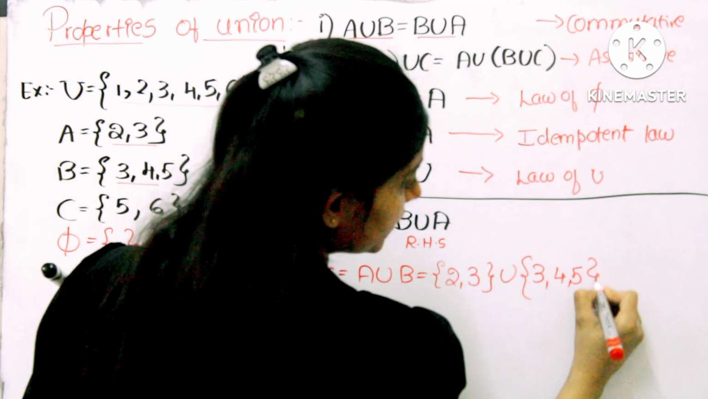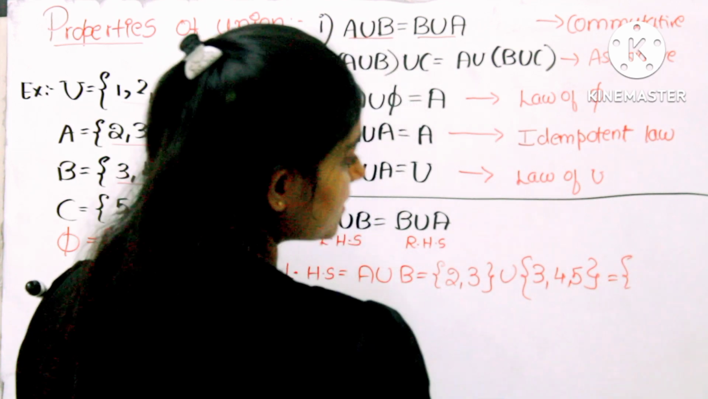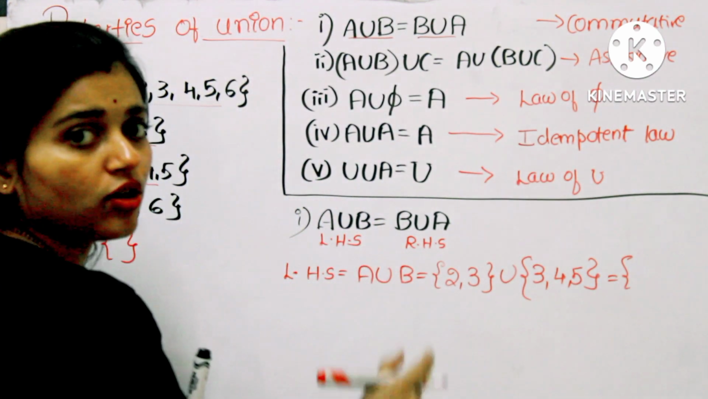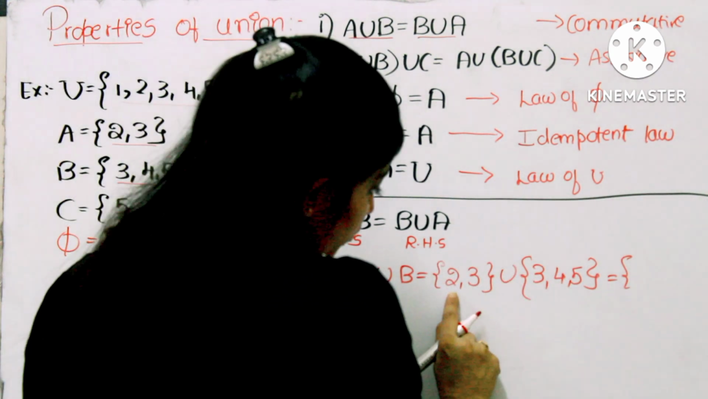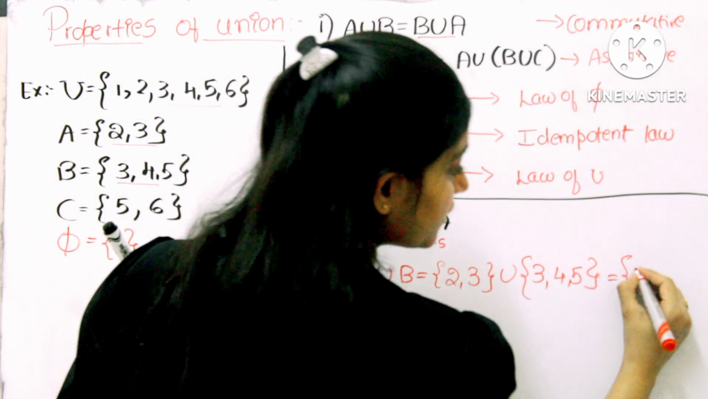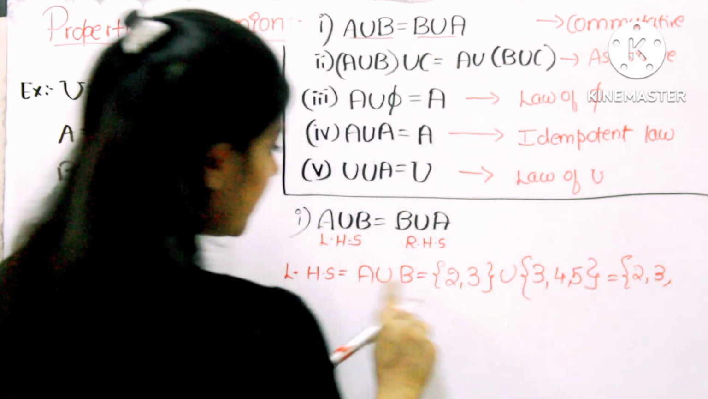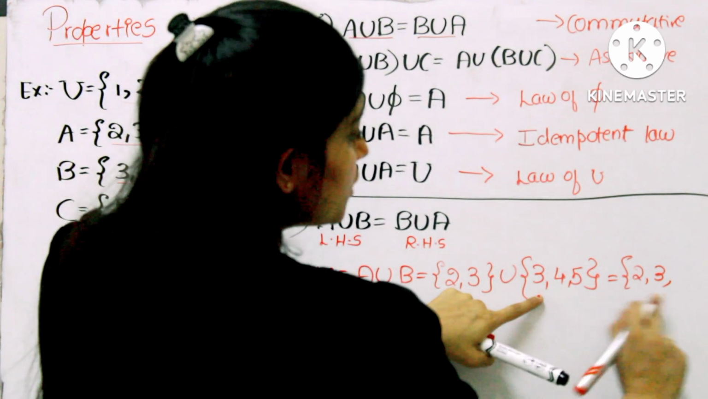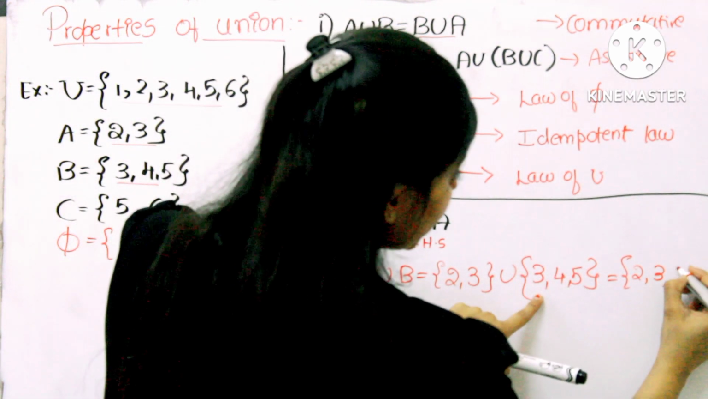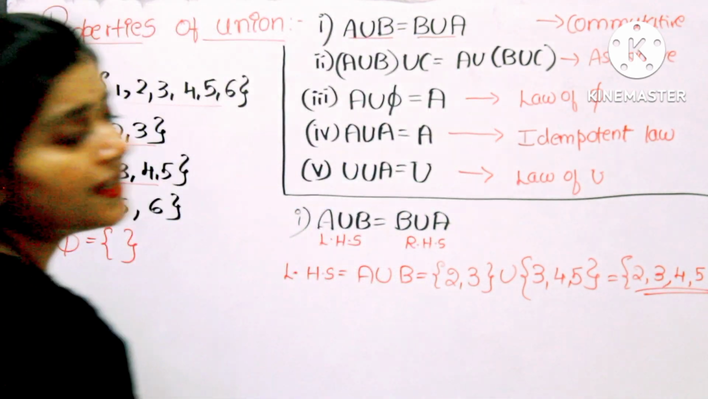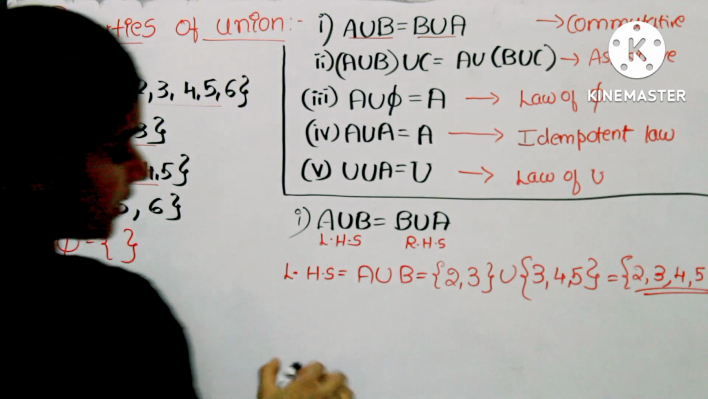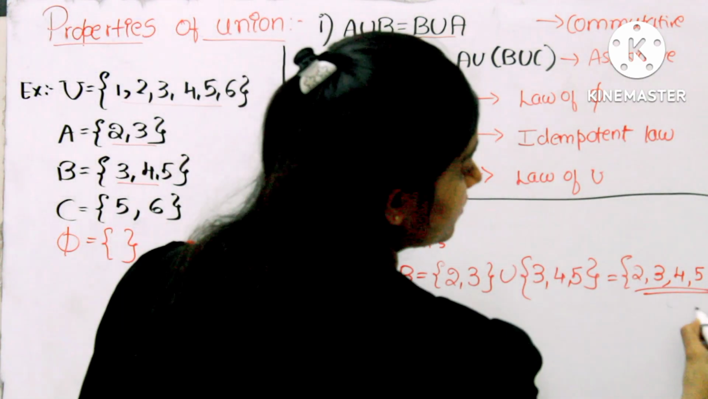So A union B is equal to, what is the answer? Write all the elements either in A or in B. First you should write all the elements in A, so 2 and 3. Then for B, 3 is already written, no need of writing again. Then what is remaining? 4, 5. So this is A union B. Take that as 1.